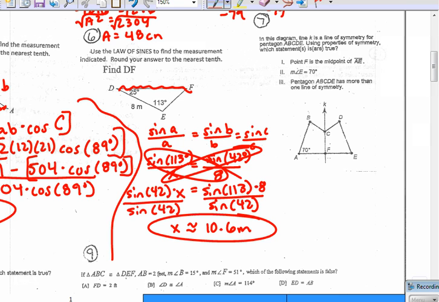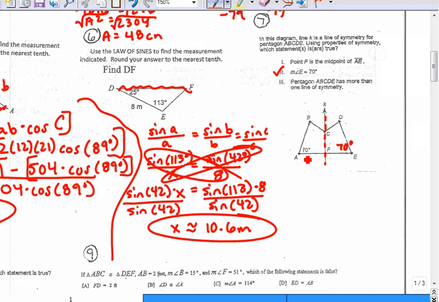Okay, we're asked to figure out which of the statements are true. So we know that this is a line of symmetry for the figure. If this is a line of symmetry, then the figure has to match up on itself when we fold it over. So this one, the measure of angle E has to be 70. It does because they would have to match up. So we know that one's true.